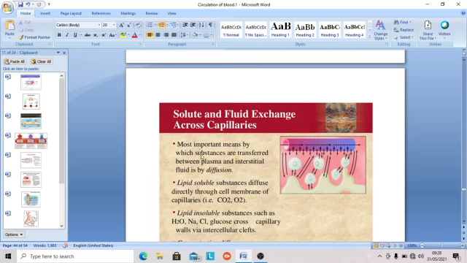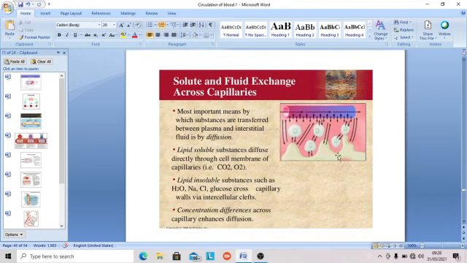Solute and fluid exchange: the most important means by which transfer occurs between these is diffusion. The main principle is diffusion. Wherever the concentration is higher, for example the waste products are more over here, they go by simple diffusion through the capillary into the vascular system, and oxygen is more over here, so by simple diffusion it comes over here. CO2 is more over here, so it goes by simple diffusion. The most important factor here is simple diffusion, for lipid soluble substances like CO2 and oxygen. They move rapidly because the cell membrane contains lipids, so they pass through the lipids very rapidly.